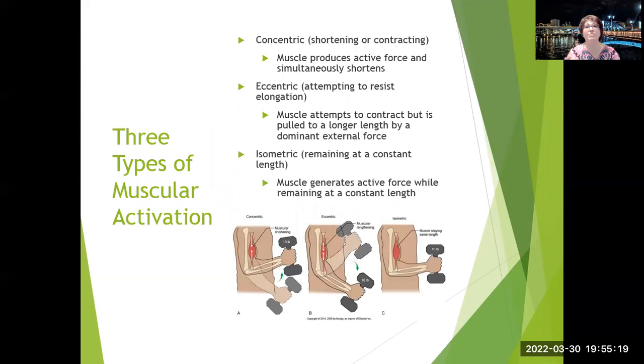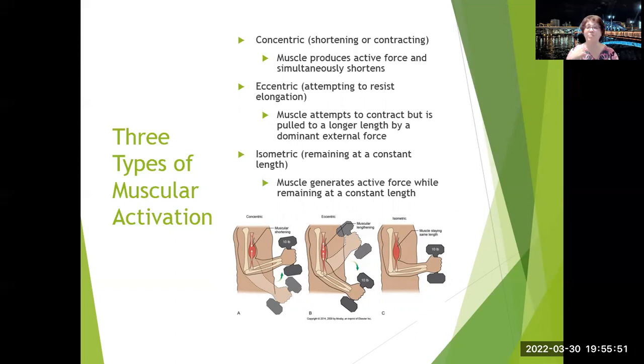There are three types of muscular activation. A concentric muscular activation is a shortening or contracting muscle force. So muscle produces active force and it simultaneously shortens. In the diagram, that is the classic biceps curl, lifting the 10-pound weight up. The biceps shortens and the movement happens.